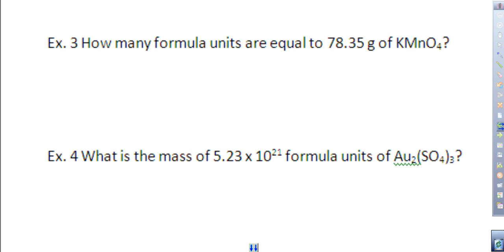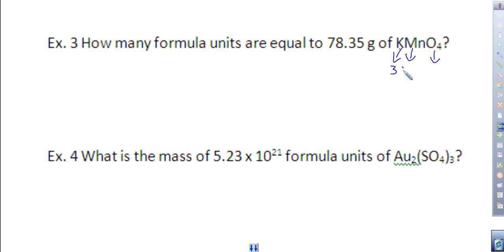Alright, so let's look at example 3. How many formula units are equal to 78.35 grams of KMnO4? This is going to be exactly the same type of problem as we did with example 1. So it's going to be finding the gram formula mass first of KMnO4.